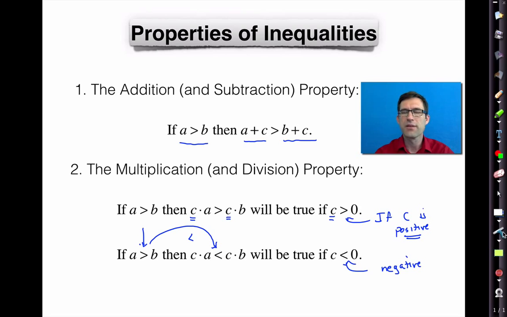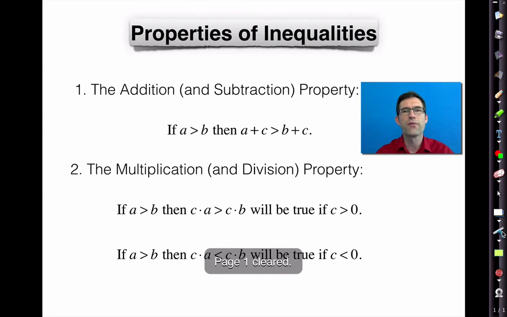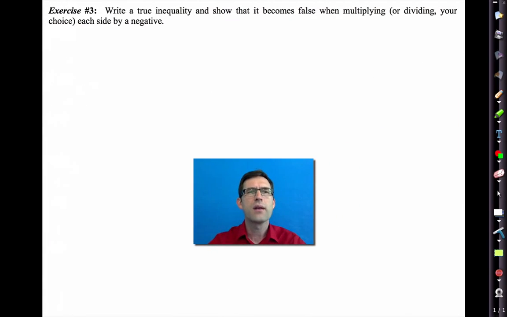In fact, let me clear this text out, and let's do one more problem before we solve inequalities. Number 3 says, write a true inequality and show that it becomes false when multiplying or dividing, your choice, each side by a negative. Pause the video now and try to do what the problem suggests. All right, let's do it.